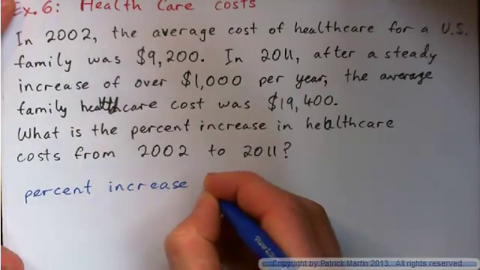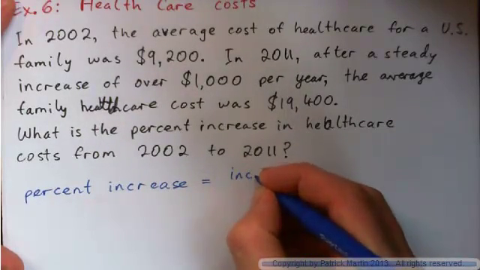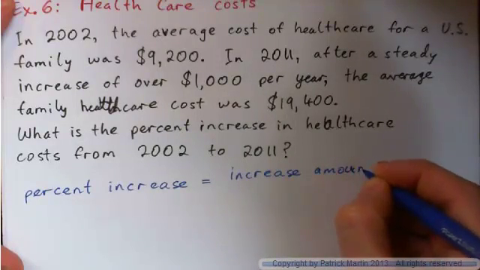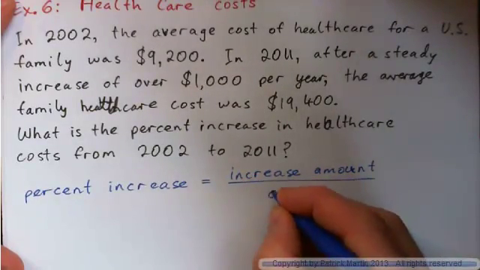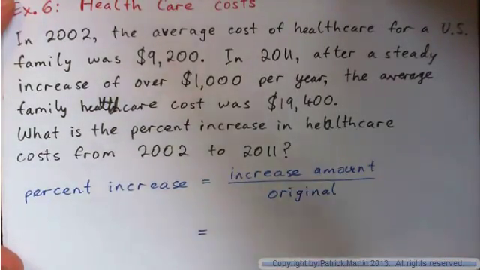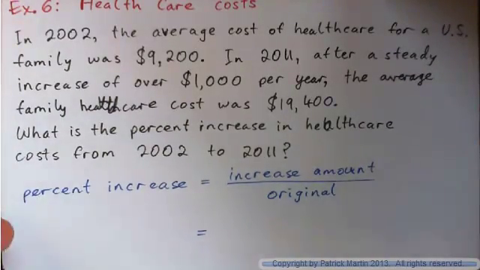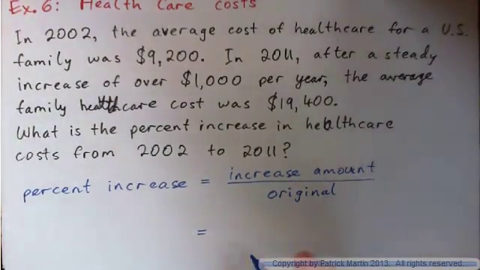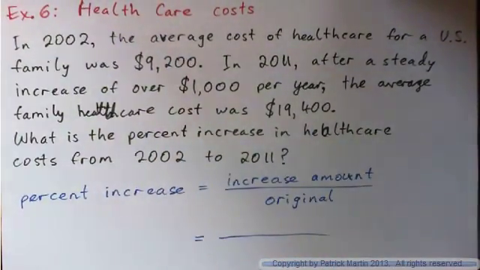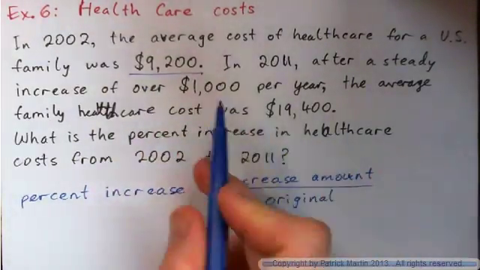Now let's write this out again. Percent increase is the increase amount divided by the original amount. So what was the original amount? Which number? Is it 9,200 or 19,400? Well, wouldn't you say that this one is the original because that's where we started at?